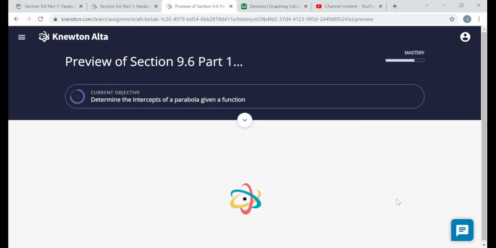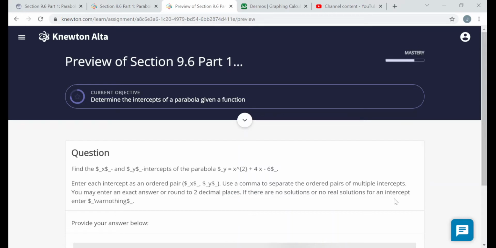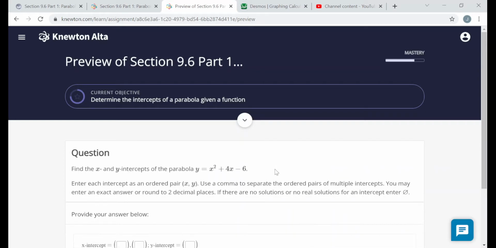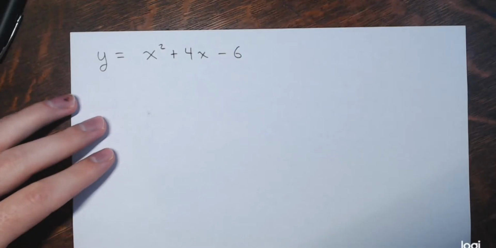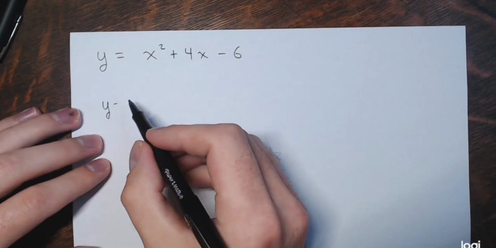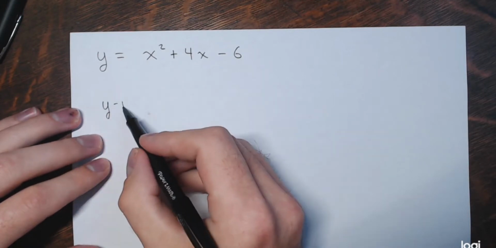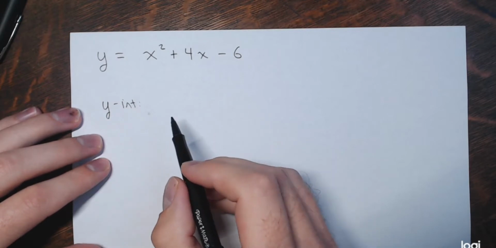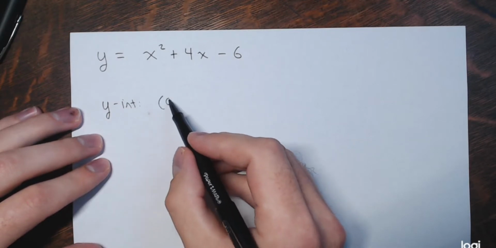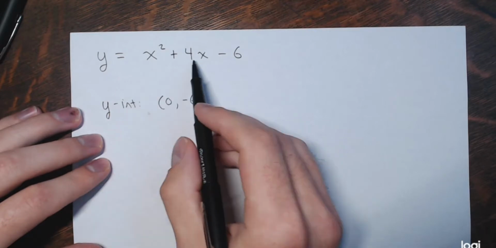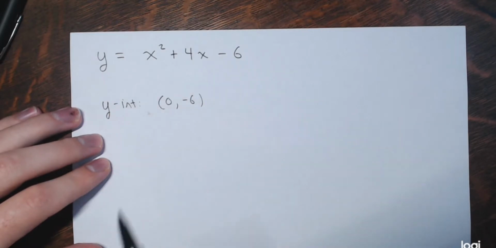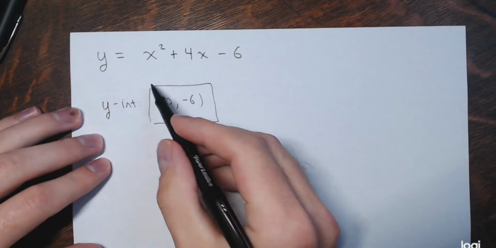All right, up next, there's one more question here related to the intercepts. So again, I'll copy this function down and we'll find the y-intercept and the x-intercepts, if there are any. Make sure you copy the problem down correctly. I didn't do that one time. y equals x squared plus 4x minus 6. The y-intercept is clearly 0, negative 6, right? If x were 0, y would have to be negative 6. So that's part of the answer, the y-intercept.